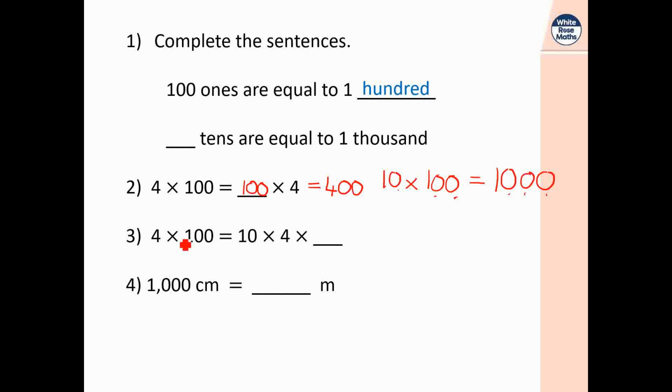Okay. So we've got 4 times 100 is equal to 10 times 4 times 10. Right. Okay. Because again, here you have the 2 zeros. You have one here, and you need another one. Okay. So that's how that works.